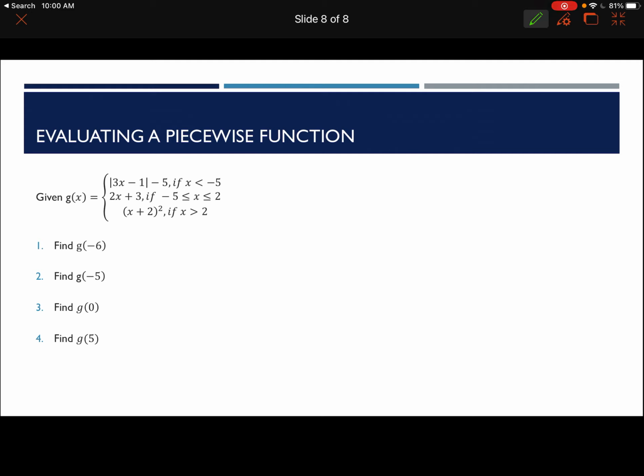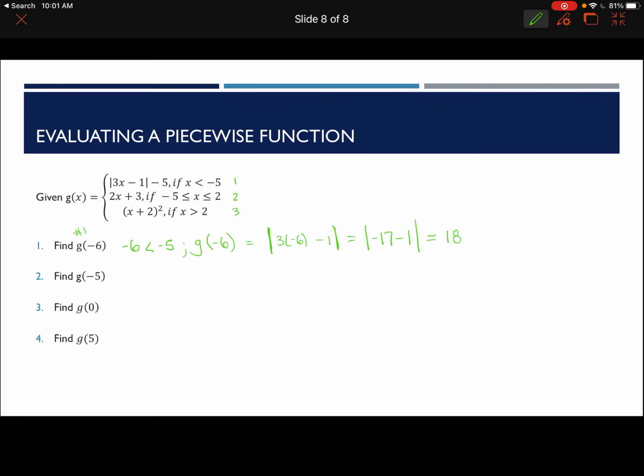So even if we have 3 constraints, it's going to be the same thing. If we have g of -6, so -6 is less than -5. So we want g, let's label this. We have equation 1, equation 2, and equation 3. So this one is going to be equation number 1. So g of -6 is going to equal the absolute value of 3 times -6 minus 1. And in absolute value, that's going to be -17 minus 1, which is -18. But the absolute value of -18 is +18.